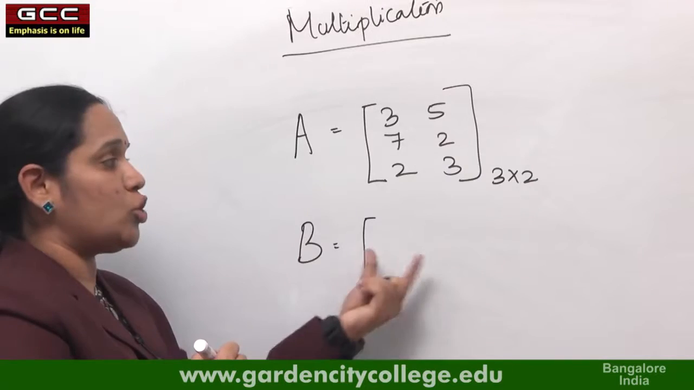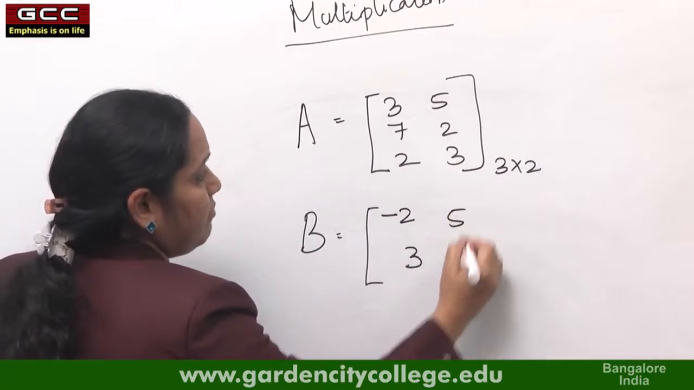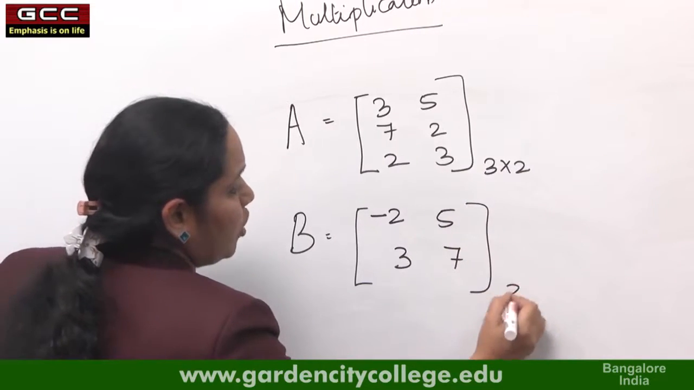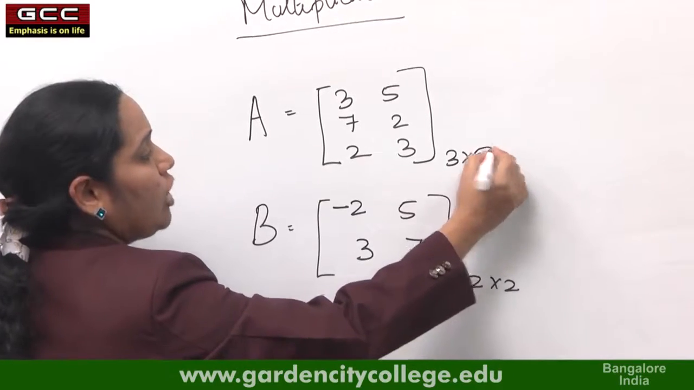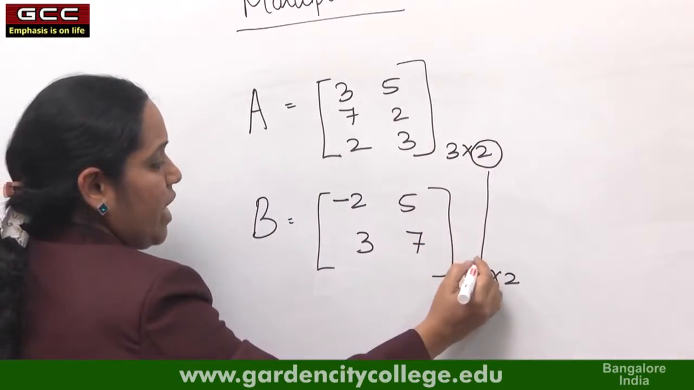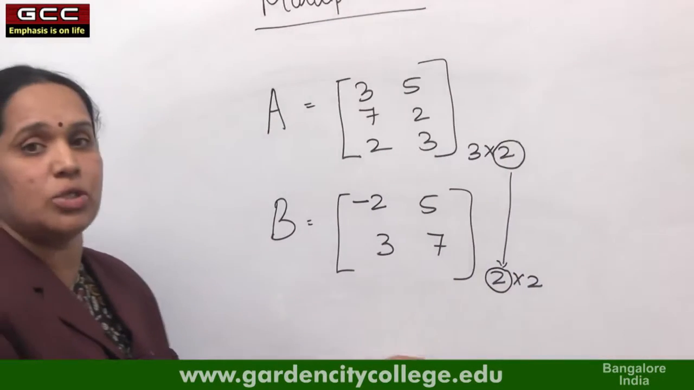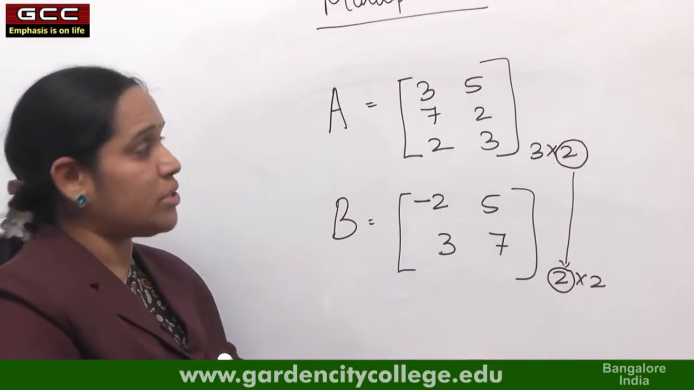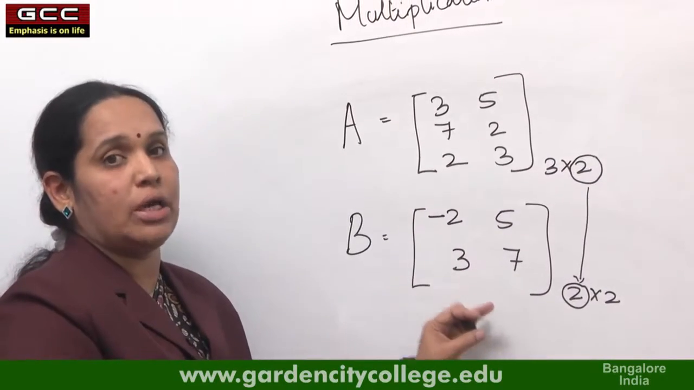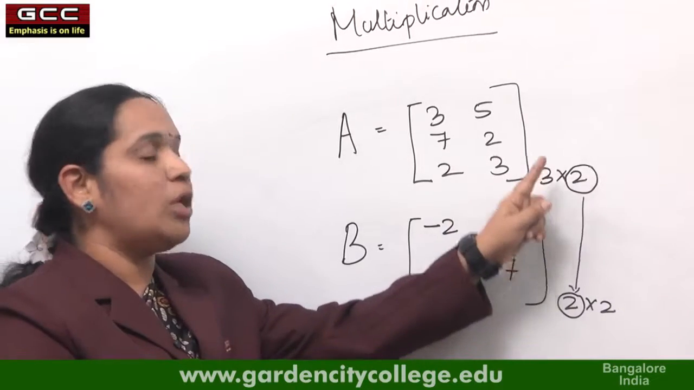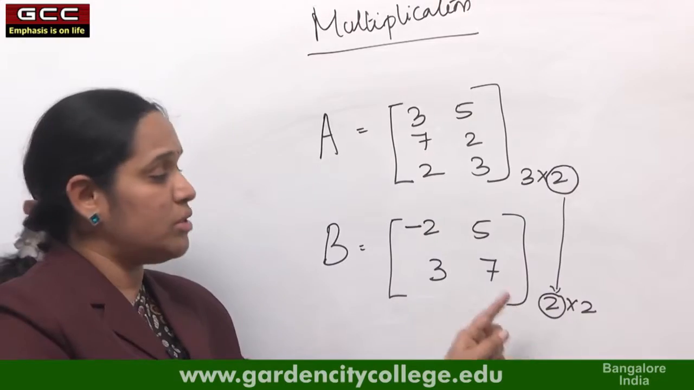The number of rows should be 2. B is [-2, 3; 5, 7]. So, this is of order 2 by 2. You can see here the number of columns of the first matrix should be equal to the number of rows of the second matrix. This is the condition to multiply two matrices. The orders can be different, but the only condition applied here is that the number of columns of the first matrix should be equal to the number of rows of the second matrix.